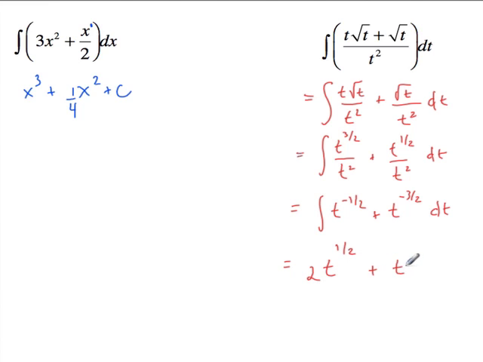Plus t to the minus 3/2 plus 1 is minus 1/2. When I bring down that minus 1/2, when I take the derivative, it needs to become a 1. So minus 1/2. So this must be minus 2 plus c. And then if you want to rewrite this a little bit nicer, we can have 2 root t. The general rule is if it came in roots at the start, you need to leave it in roots at the end. So minus 2 divided by root t plus c.